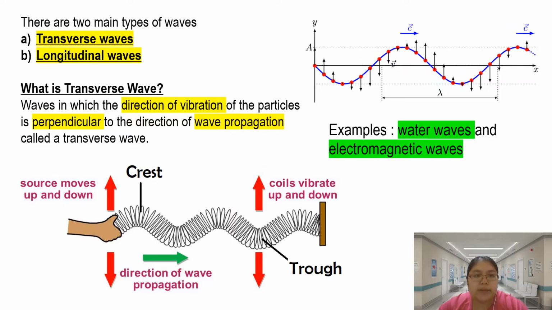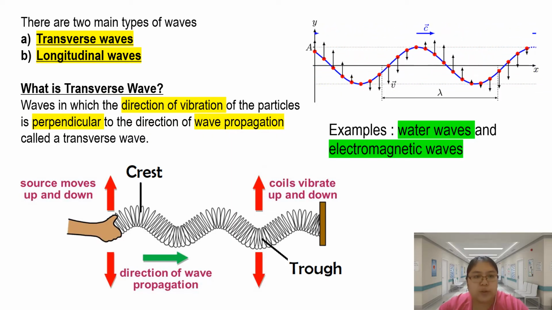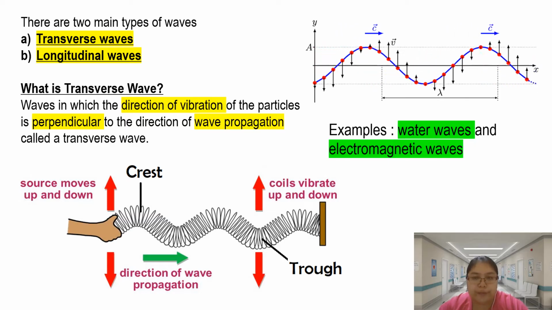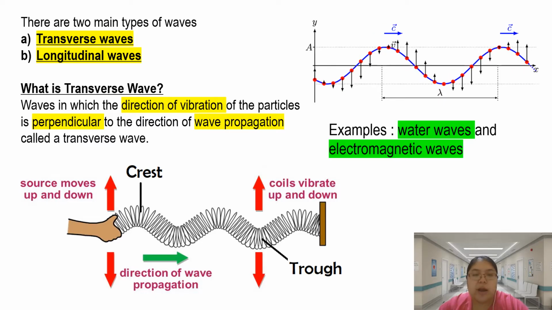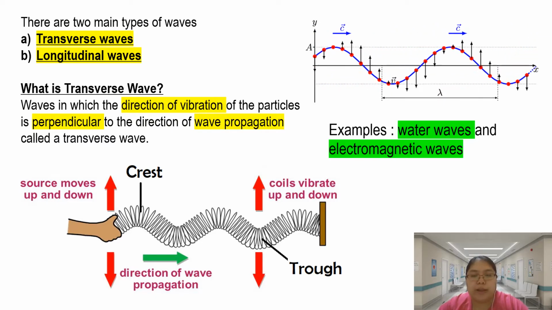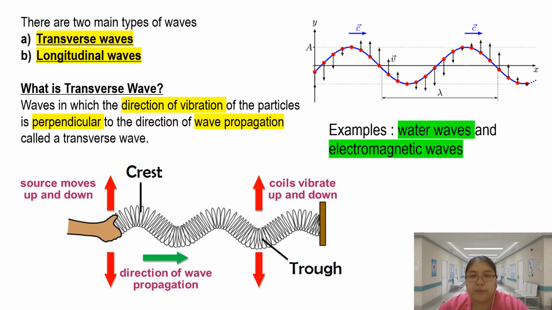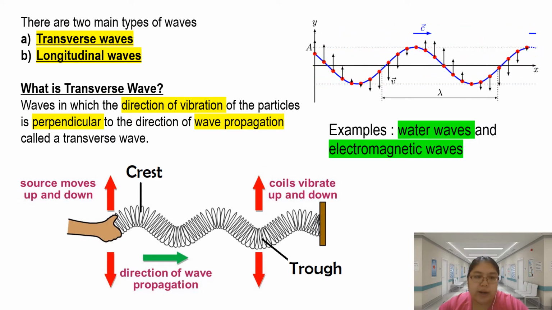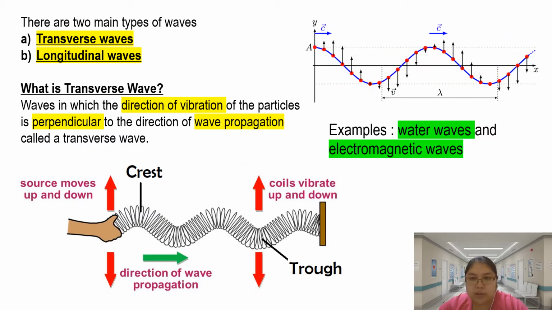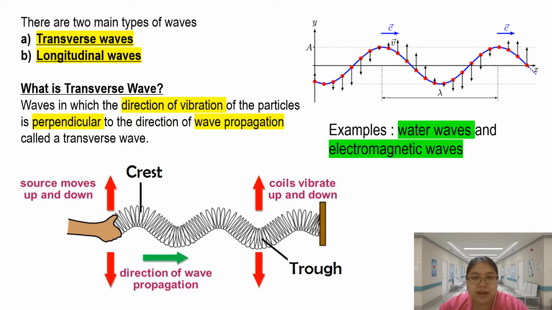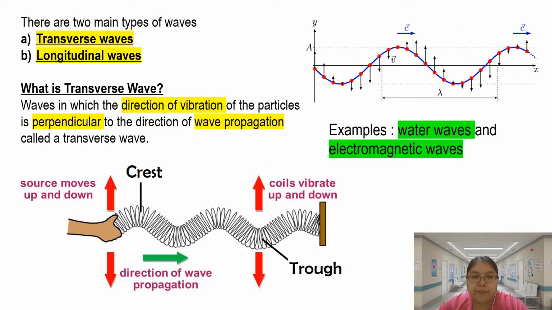Okay, now we go and see the two main types of wave. Okay, the first one we call the transverse wave. Another one is the longitudinal wave. So these are the two main types of wave we need to know. Okay, let's see the transverse wave. The explanation: the direction of vibration of the particle, that means how the particle vibrates, must be perpendicular to the direction of wave propagation.